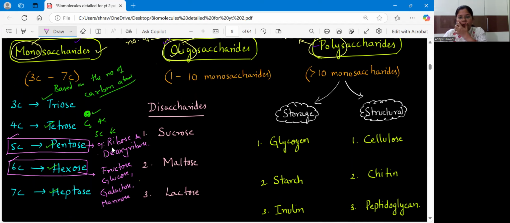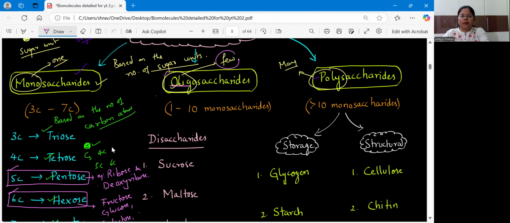Again, coming to the oligosaccharide. Oligo, as I've told, means few. So what are few here? The sugar units, the circles I have drawn here, are only few in number. Now, what could be the number here? It is from 2 to 9. So it is not 1 to 10, it is 2 to 9. If the number is 2 to 9, the monosaccharides are all bonded with glycosidic bonds. This type of carbohydrate, we call oligosaccharides.